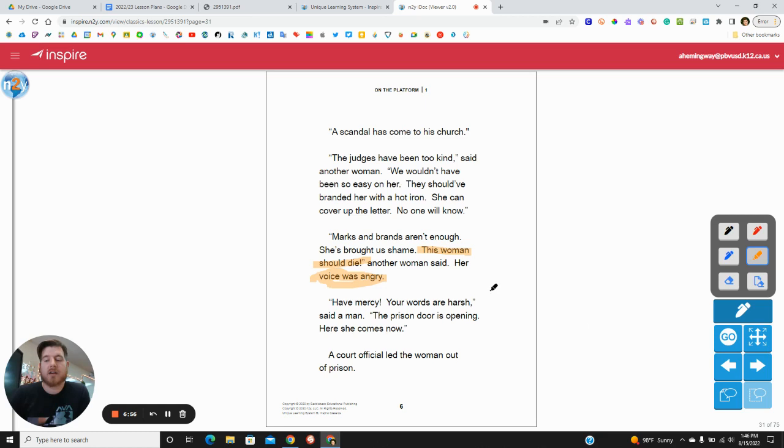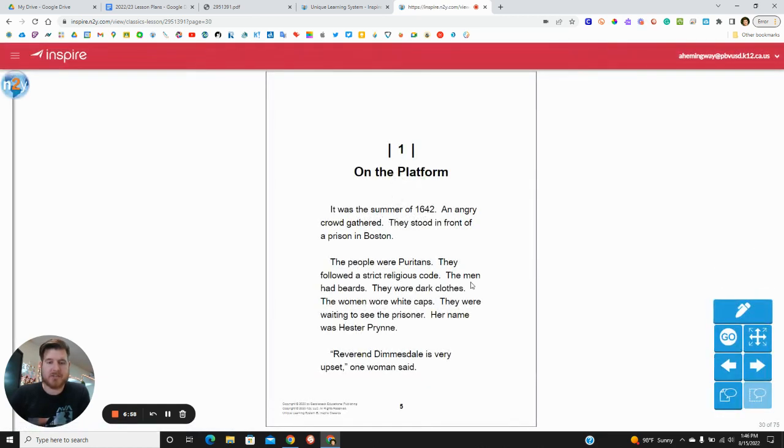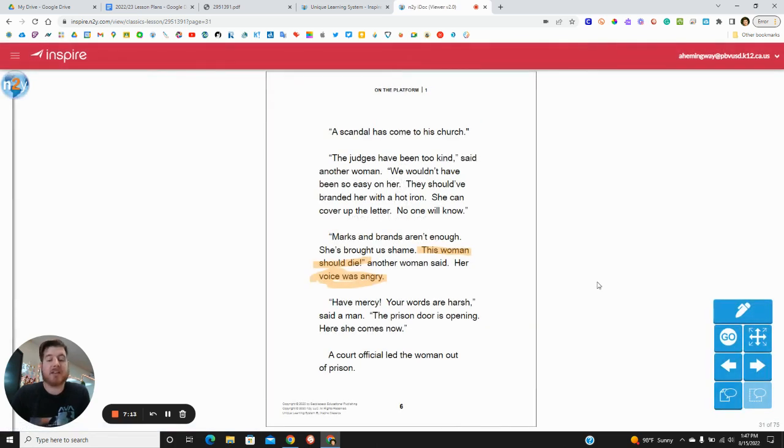So, again, the example that I gave you from the first page, the summer of 1642 in Boston, where did this chapter take place? That information is given to us. So that is an example of an explicit question. An example of an inferential question is, how do the women feel about Hester Prynne? And right here we can tell: this woman should die. Her voice was angry. So we can infer that they did not like her. So this is the difference between explicit questions and inferential questions.